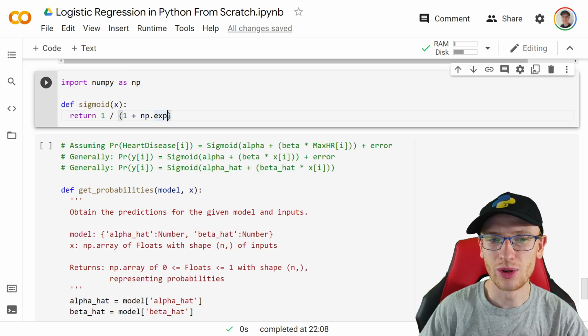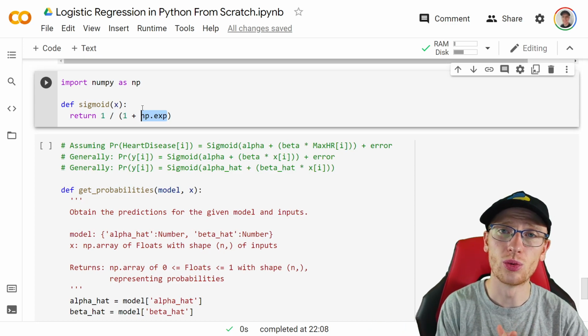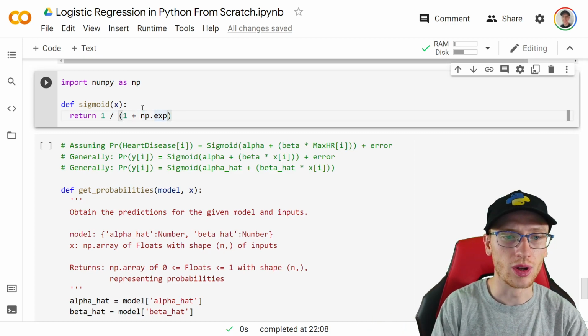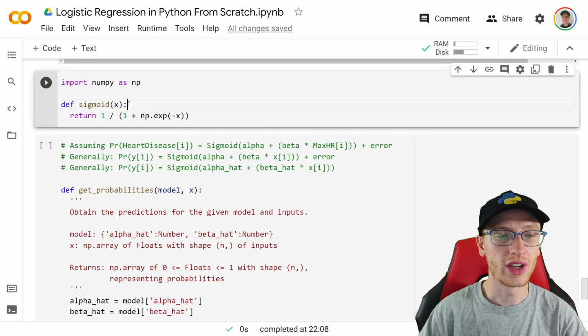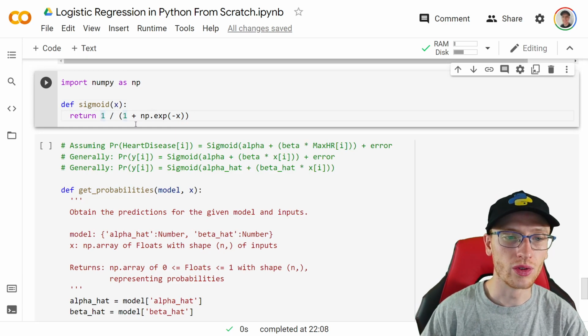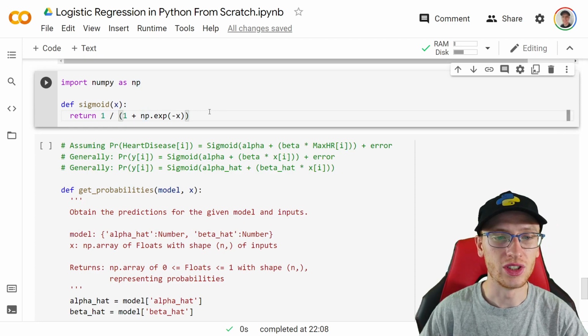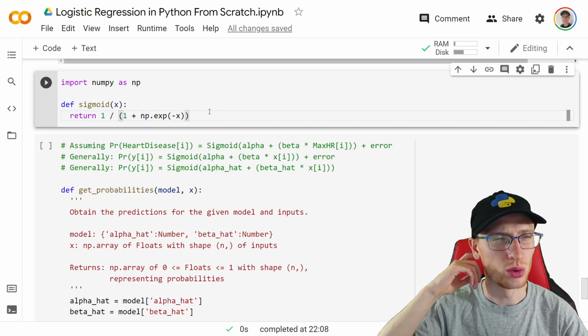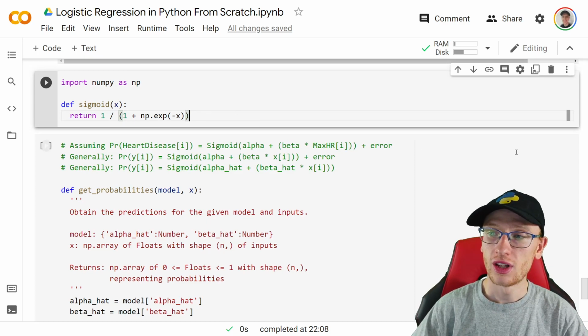Actually, don't do that, because numpy.exponential will make this work with numpy functions, okay? So numpy.exponential of negative x. Okay, so sigmoid of x is actually 1 over 1 plus e to the negative x. And you might even see it written as, I believe the equivalent way is e to the x over 1 plus e to the x, I believe. And yeah, that's right. So that's the sigmoid function.